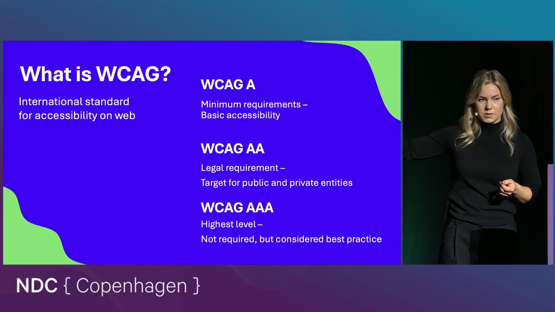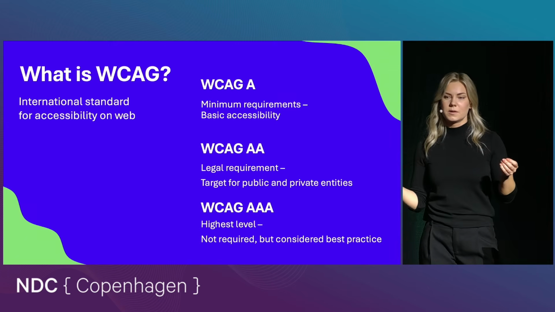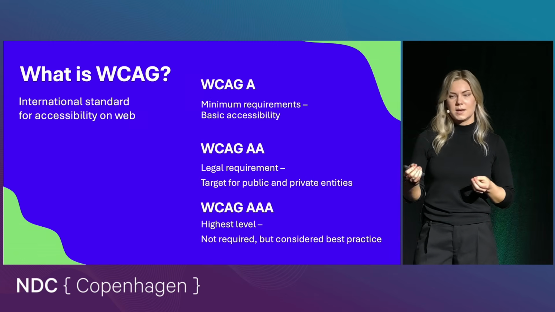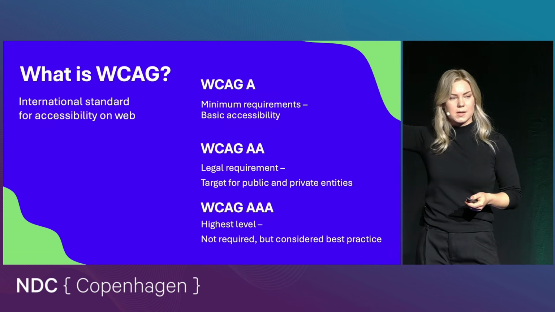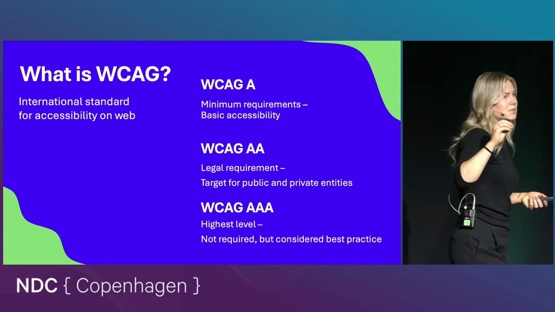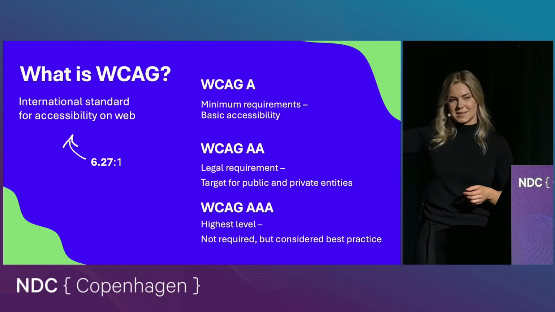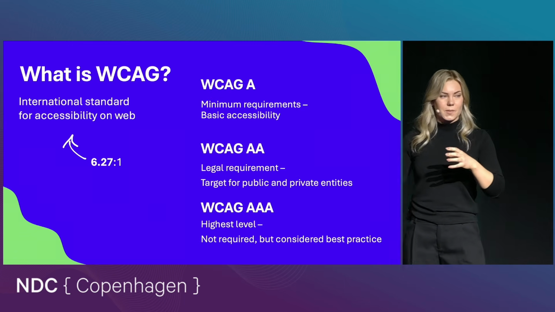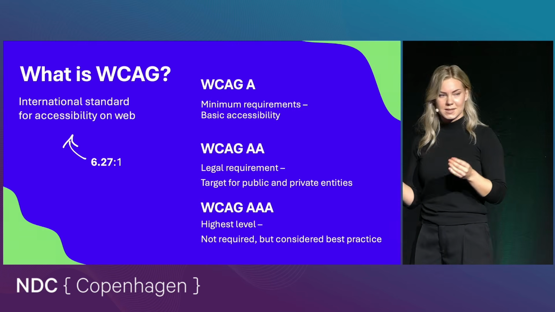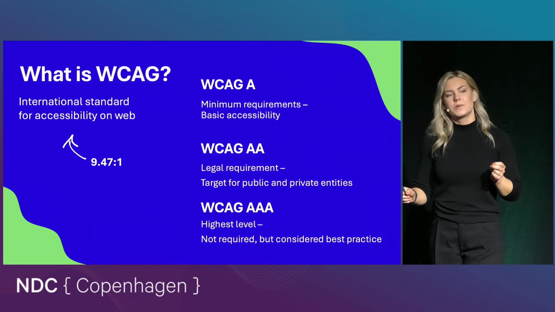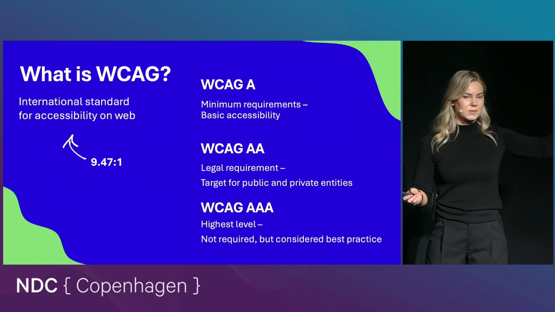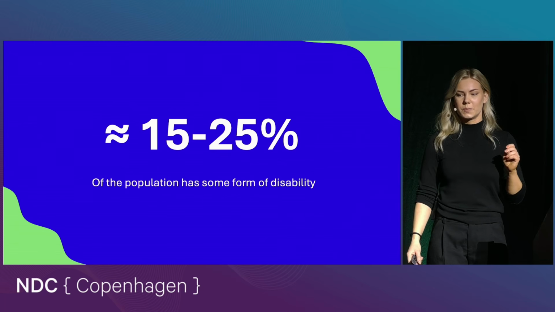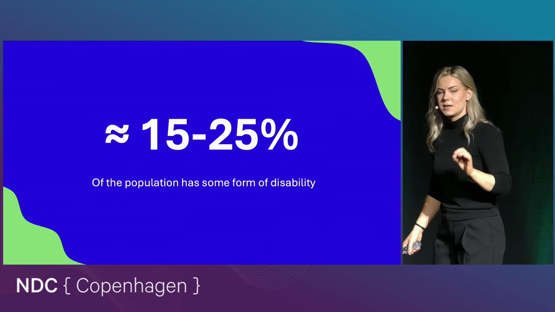And then we have the AAA standard, which is the one to reach for. That's the highest level. And this includes requirements such as sign language interpretation for videos, simpler language, and even stricter color contrast. And even though it may be hard to reach the AAA standard, it is something we should reach for and try to do. And one simple way we can do that already, if we take a look at my presentation right now, it has a contrast ratio of 6.27 to 1. And that's good enough for the AA standard, but it's not good enough for small text in the AAA standard. So that's why we want to bump it up to 9.47 to 1. And from now on, this is the background color we should use in our presentation, so that we make sure that it is accessible. Because 15 to 25% of the population has some form of disability at any given time.